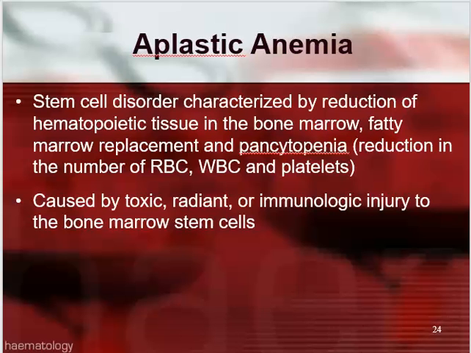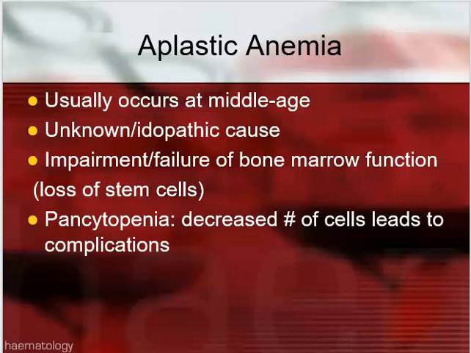Aplastic anemia, like I said before, is a stem cell disorder. We lose hematopoietic tissue in the bone marrow. It can be caused by, as I said before, infections, toxins, especially solvents, radiation, immune injury, autoimmune things like that. It usually comes on at middle age. It's usually so multifactorial that it's idiopathic. They don't really know what the cause is. But the bone marrow function goes down, you lose stem cells, and you lose all the blood cells, pancytopenia. So that's red, white, and platelets, and then the complications that go with that.